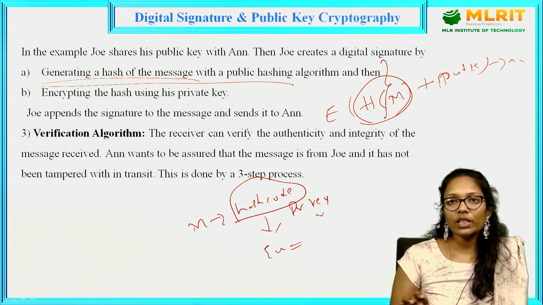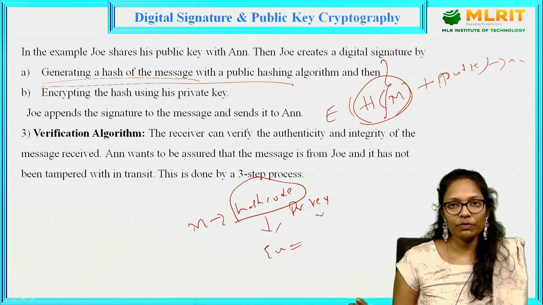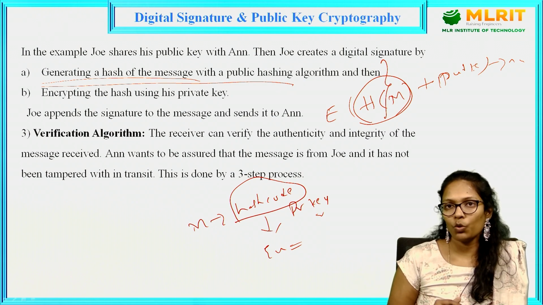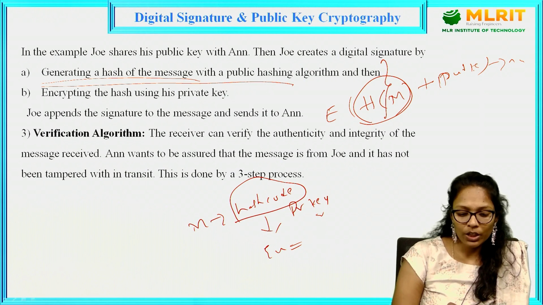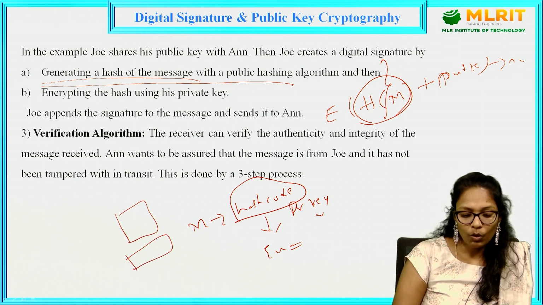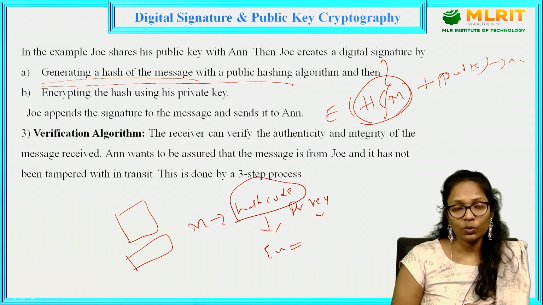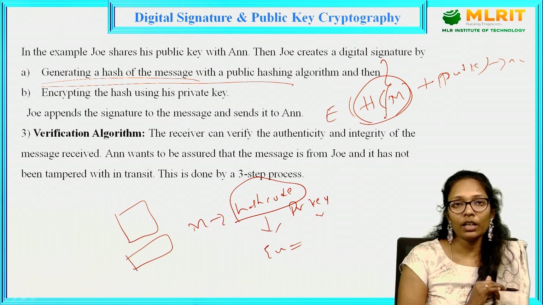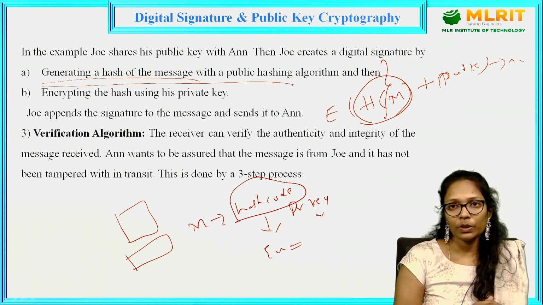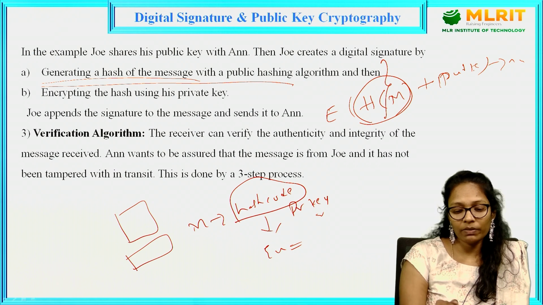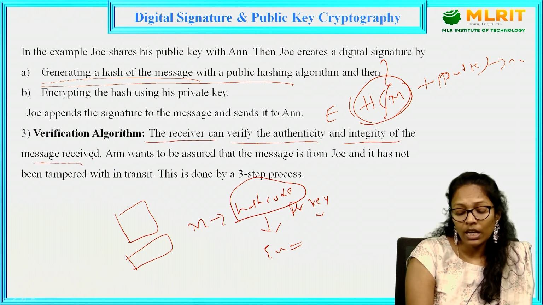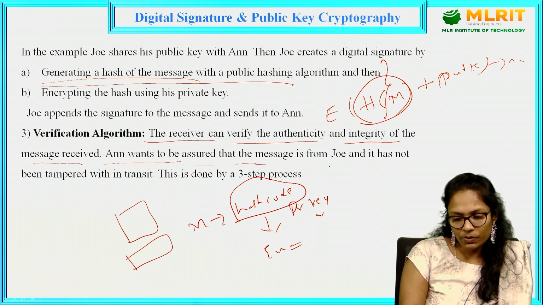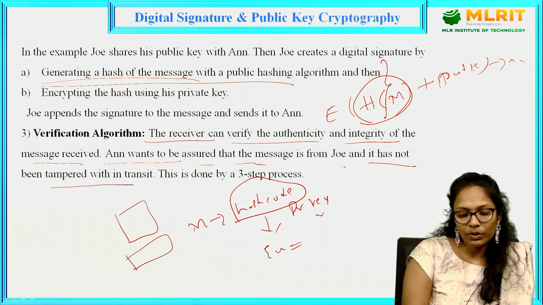So now the verification algorithm: how will Anne verify whether this message is coming from Joe or not? In the previous slide we have seen she decrypted and she got the transaction data followed by the digital signature also. So she needs to verify whether the digitally signed document is coming from the trusted, authenticated person Joe or not. How will she verify? The receiver can verify the authenticity and the integrity of the message received, and wants to be assured that the message is from Joe and has not been tampered with in transit.